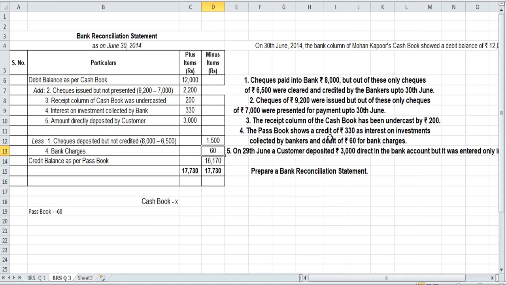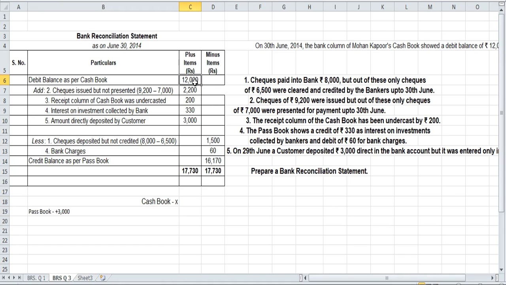Okay, then on 29 June a customer deposited directly into the bank. So in your passbook it is showing a deposit of 3000, but there is no deposit in the cash book, so you have to match with the passbook, so you'll have to plus this because this is more. So here you will have to write down amount directly deposited by the customer, 3000. Okay, so once again, what to remember, since we are starting with the cash book, we'll have to move the cash book up and down and match with the passbook. When this is minus, go with minus, when this is plus, go with plus.